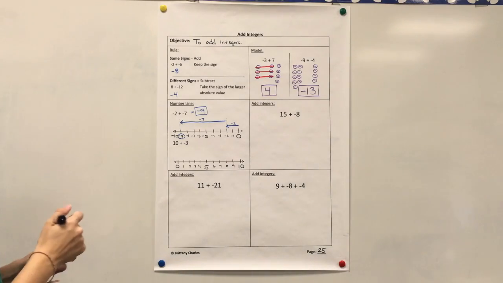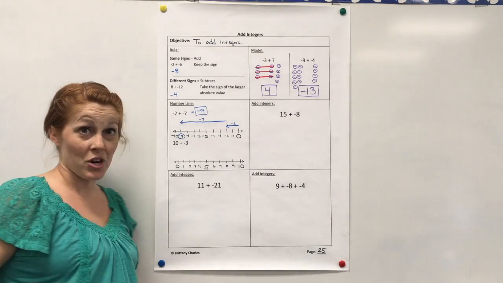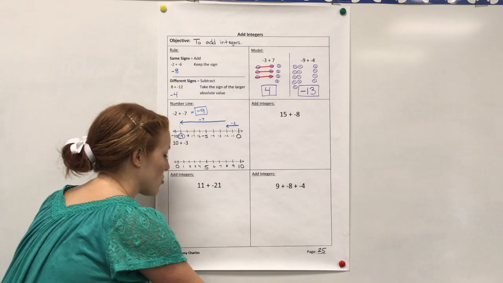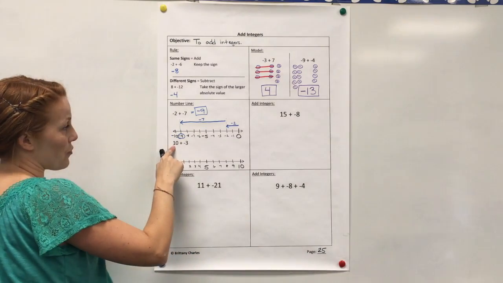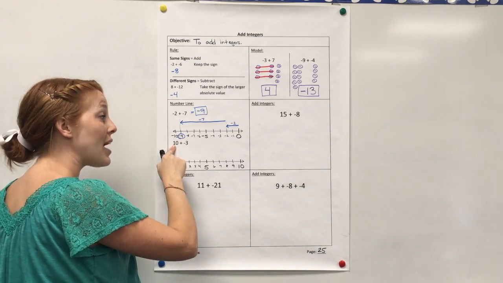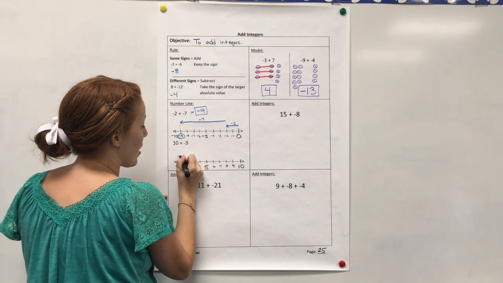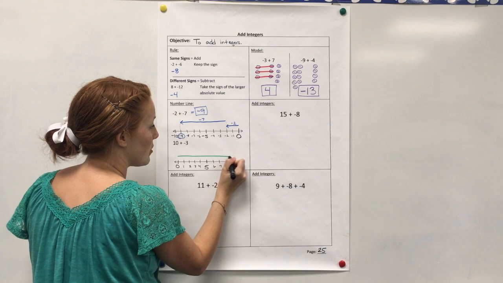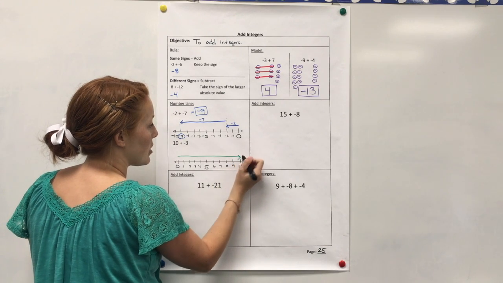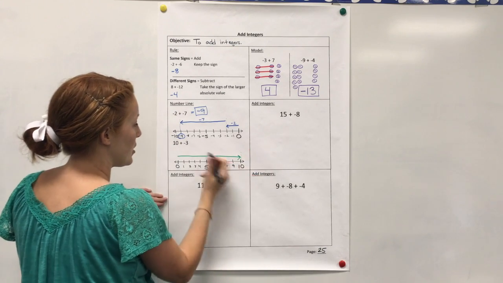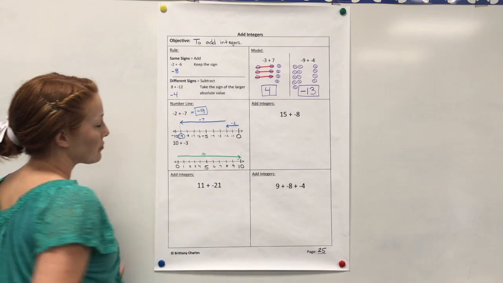Okay, so now, again, where do I start? 0. So I'm going to start at 0, and I'm going to do the first number, which says 10. It's positive, so I'm going to go to the right. So from 0, I go 10, and I stopped right here. And I'm going to label that 10.